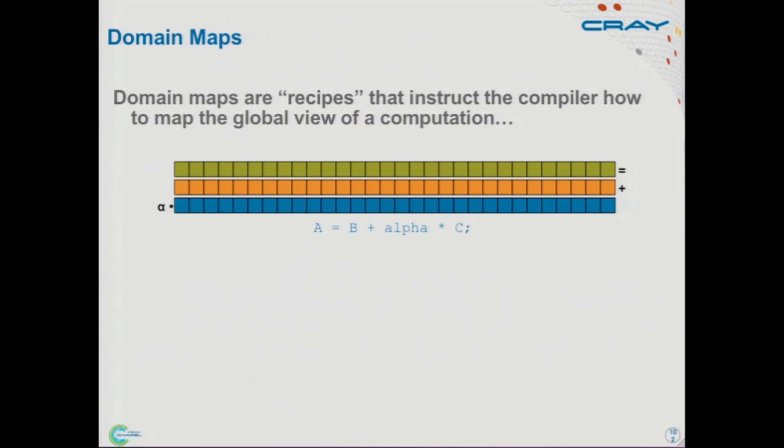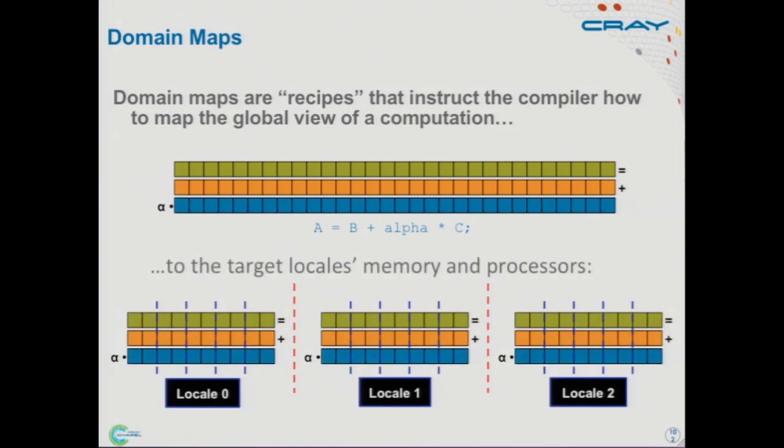Domain maps are these recipes that allow me to write this really high-level global view code like we saw at the beginning of the talk. And what the domain map is responsible for is saying, how am I going to decompose that data and work down to my locales and the processor cores that they own? So here's one possible mapping, and there may be other possible mappings as well.